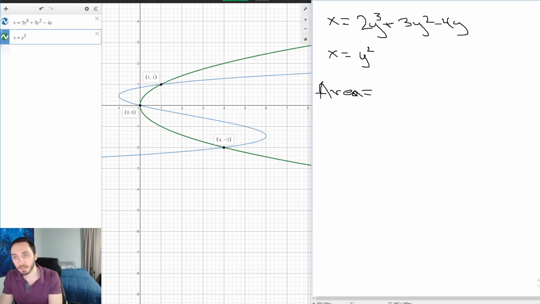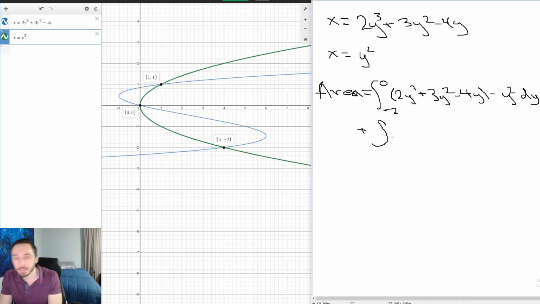So I'm going to start doing that. From negative 2 to 0, what is my rightmost expression? Because that's going to be the first. It's going to be the cubic, so it'll be 2y cubed plus 3y squared minus 4y. Okay, and then we're going to subtract off that y squared dy. Didn't forget it this time.